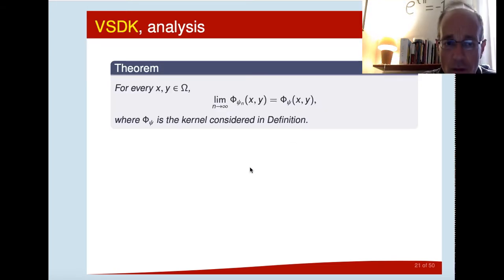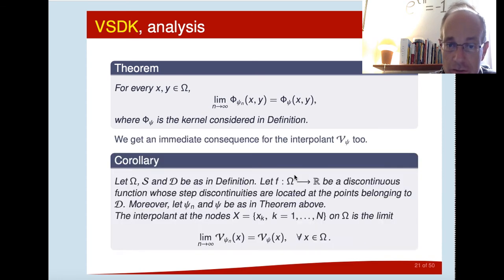So we can do something more now that we know that this series of psi n converges to psi. We can ask ourselves, but what about the variably scaled discontinuous kernel obtained using this construction? Does it converge to the function psi? And the answer is yes, it converges, and in the paper that I quoted there is the proof about that.